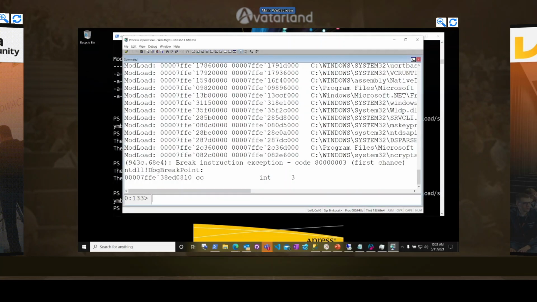Okay, so I've stopped the debugger, and what I'm going to do is I'm going to set a breakpoint on the code for this right here.